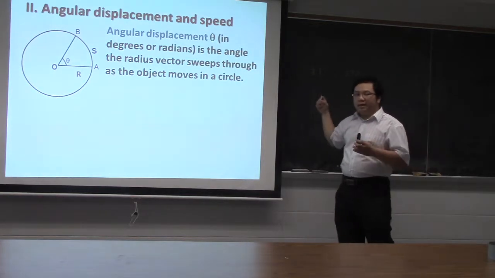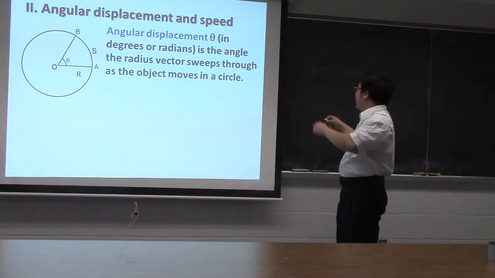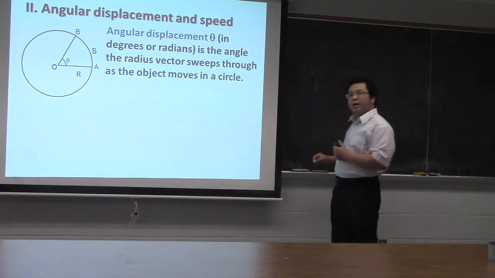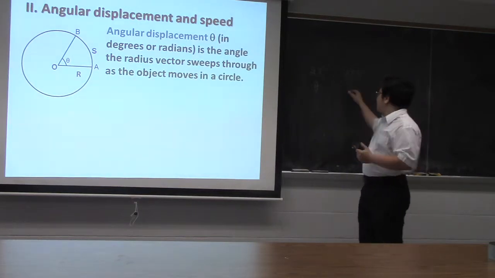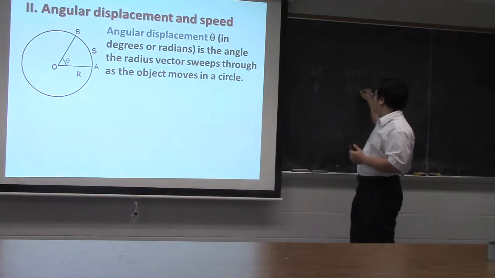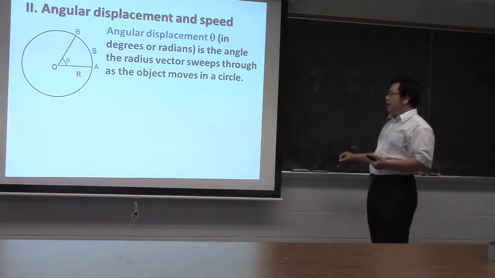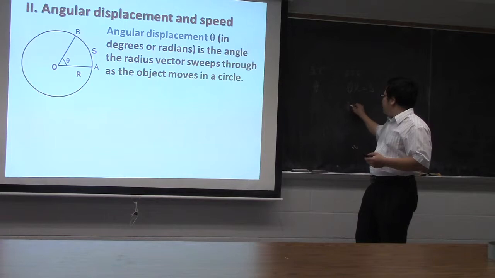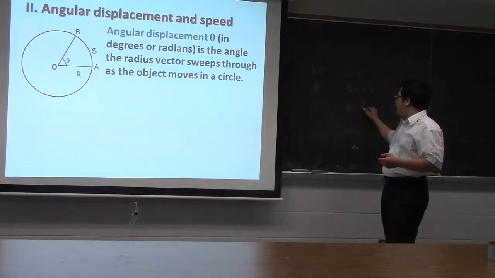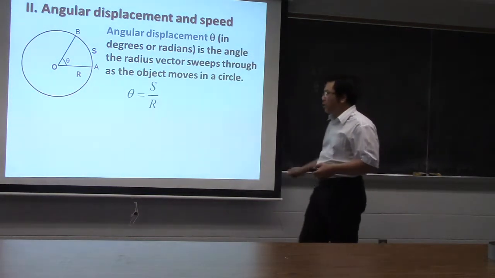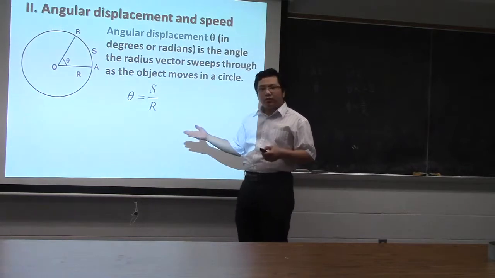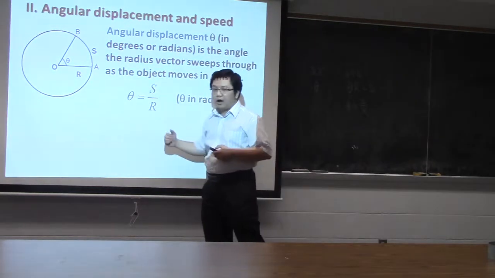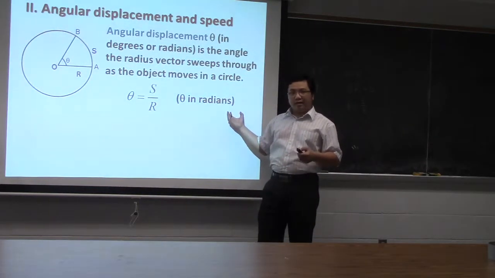So in the general case, when an object travels through an angle theta, the distance it covers is theta times r. And that is the distance. So we can say that the angular displacement theta is equal to s divided by the radius r. And hence we have this relation. In this relation, theta has the unit of radians only, and not degrees.